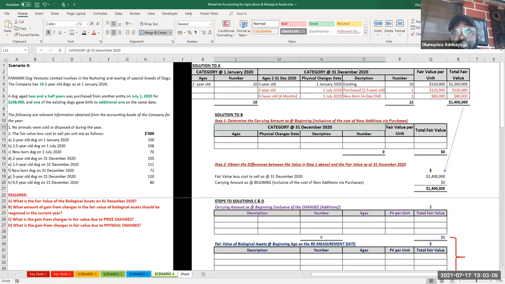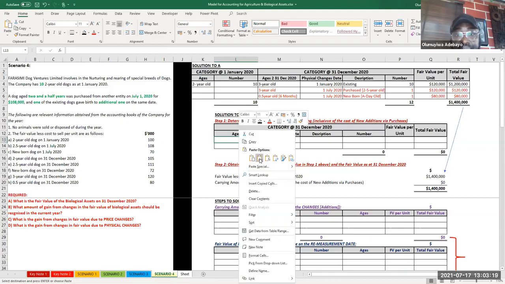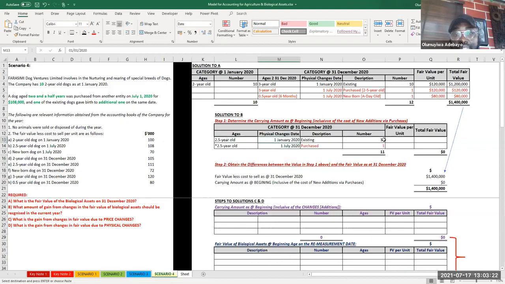Now, let's look at it carefully. As at 1st of January of that year, I have 10 existing as at 1st of January 2020, and they are 2-year-old. Now, the beginning of those ones was 1st of January. But there's a new one that was not existing with me on 1st of January, but its own beginning starts from the day I purchased it, which is 1st of July 2020. This 2.5. If you remember, I purchased this 2.5-year-old dog. Therefore, what is the beginning?